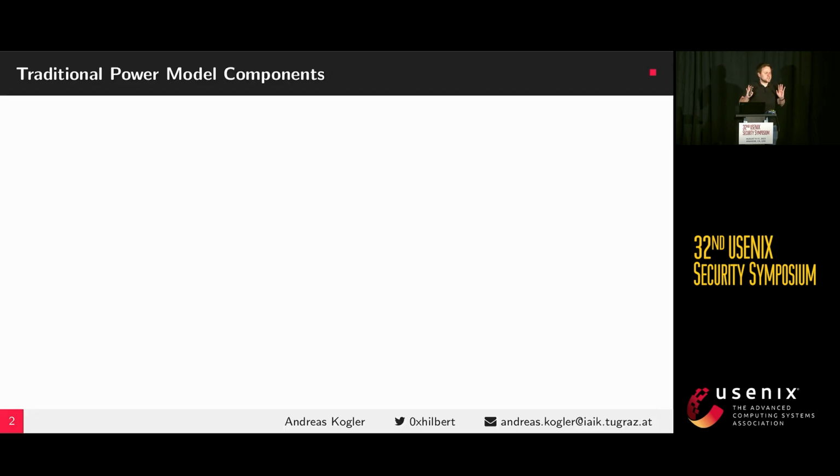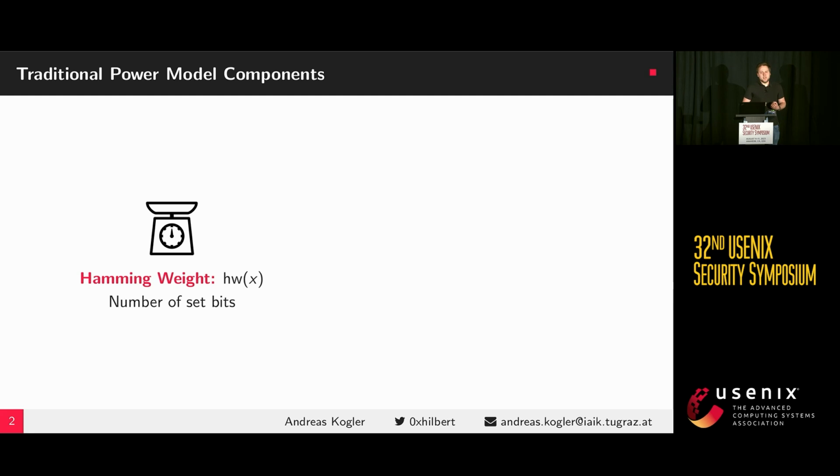So power side channels are not new. They are super old and they have some applied techniques in the past. For example, we usually build power models, and classical components of power models are, for example, the Hamming weight. And the Hamming weight is a single input function which basically models the number of bits set in a word. For example, if we have the Hamming weight of 3, here in binary, we have 2 set bits, so the Hamming weight is just 2.